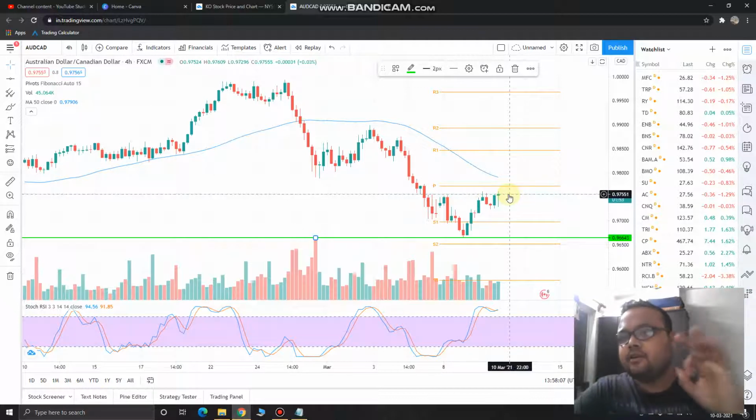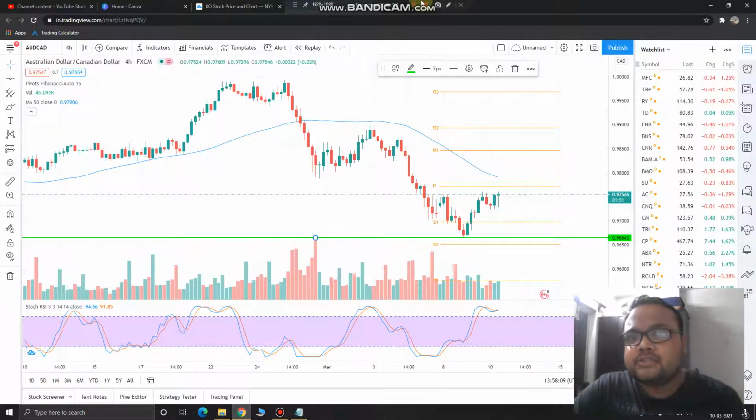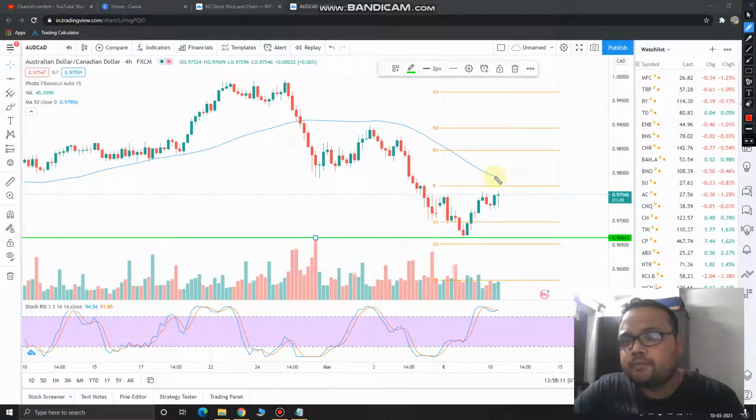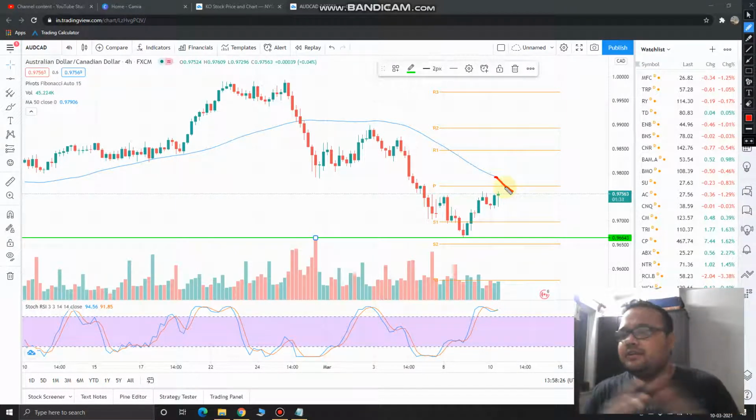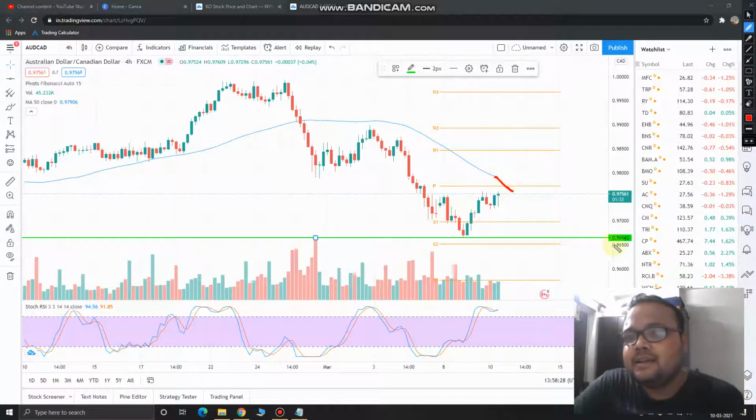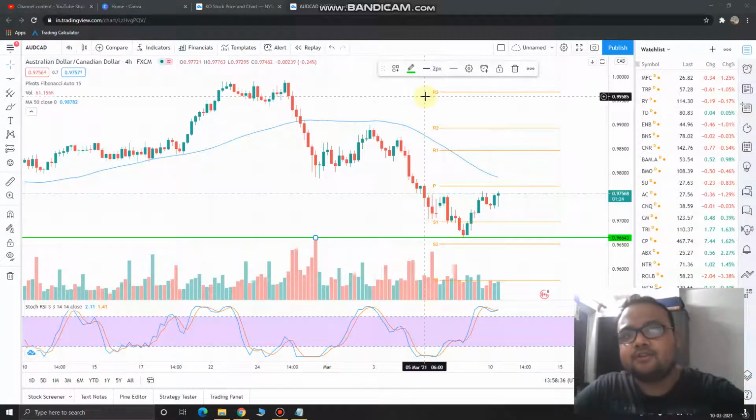Therefore the only strategy for AUDCAD will be to observe how the price reacts once it is near the 50 moving average, whether the price rejects after hitting the 50 moving average or not. If you see some price reversal, then you can short it. And this will be your target. So this is the simple analysis for Australian dollar, Canadian dollar for Wednesday, 10th March 2021.